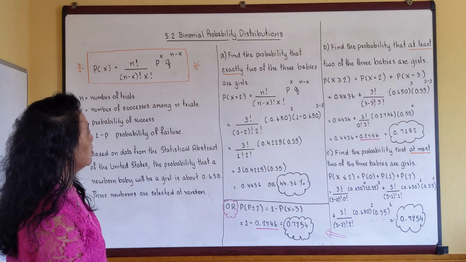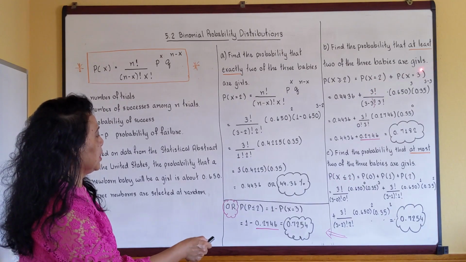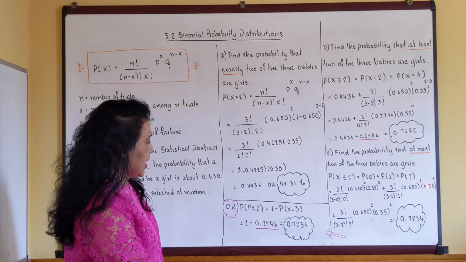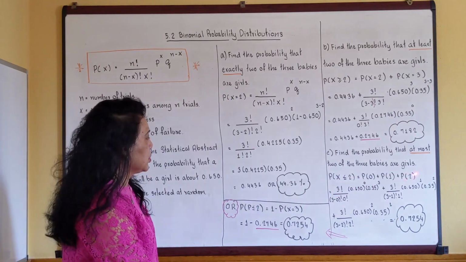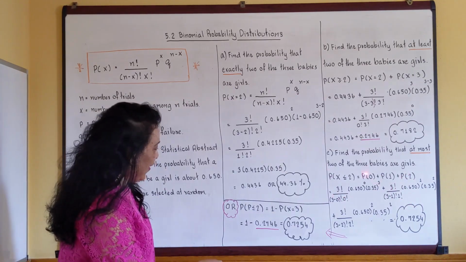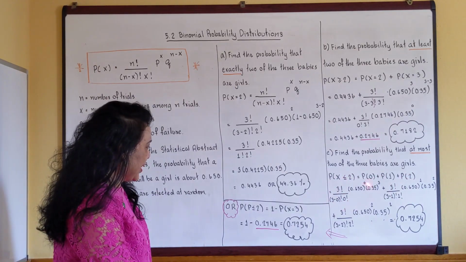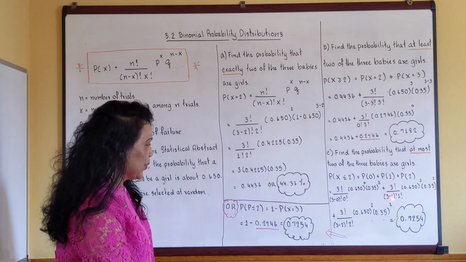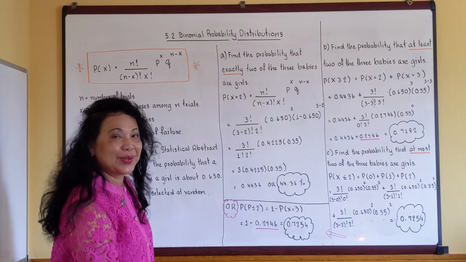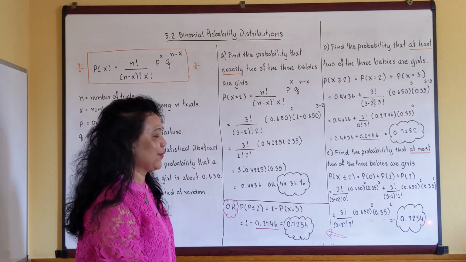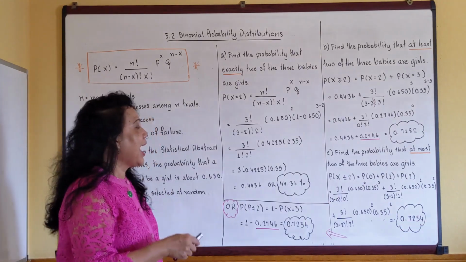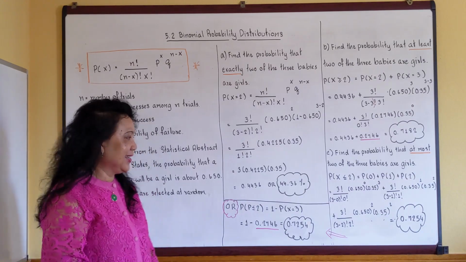Did I do 0 already? No, I did 2 and I did 3. Okay, so I have to do it 3 times: x equal to 0, x equal to 1, and x equal to 2. I'm sorry, I can't count. Since we ran out of space, the answer is 72.54%.